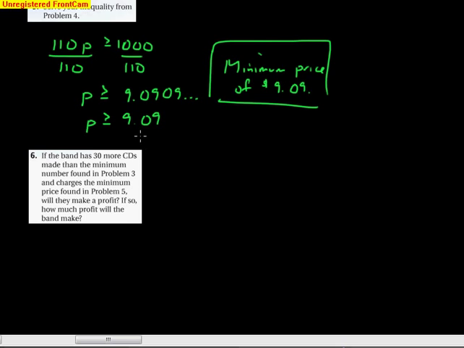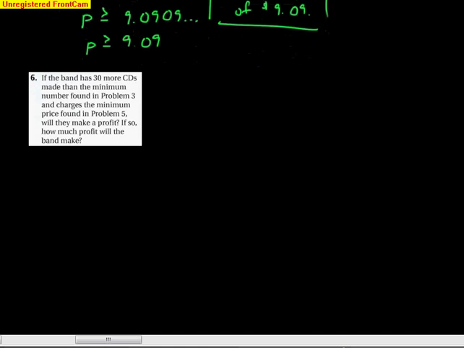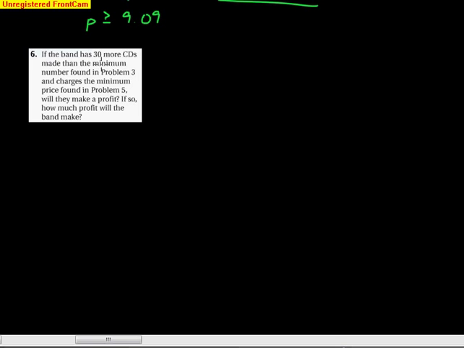So now question 6, the final question. If the band has 30 more CDs made than the minimum number found in problem 3 and charges the minimum price in problem 5, will they make a profit? If so, how much profit will the band make? Okay. So first of all, if they sell 30 more CDs than the minimum, that means 110 was the minimum plus 30. That means they're planning on selling 140 CDs. Now, if they charge the minimum price, which was $9.09, then how much money are they going to make?